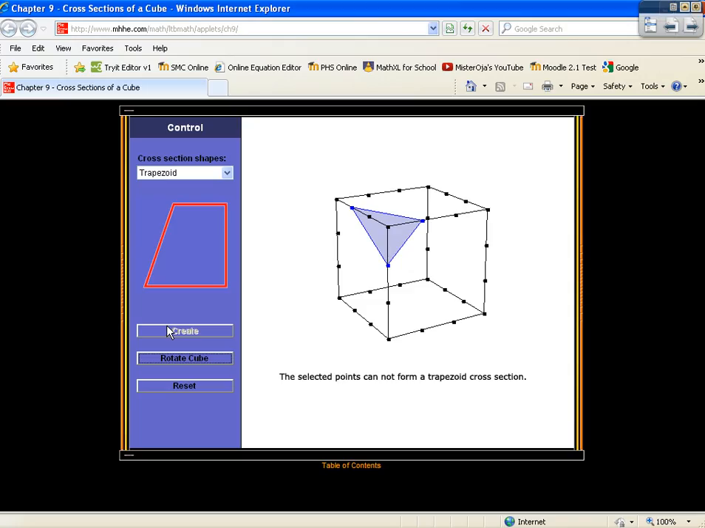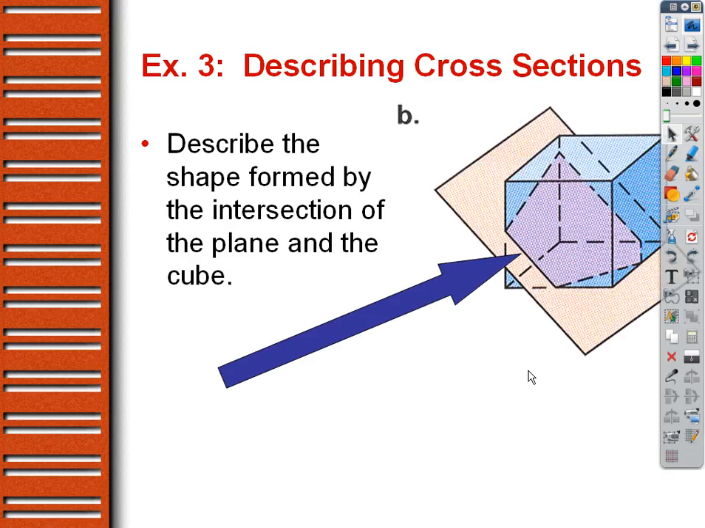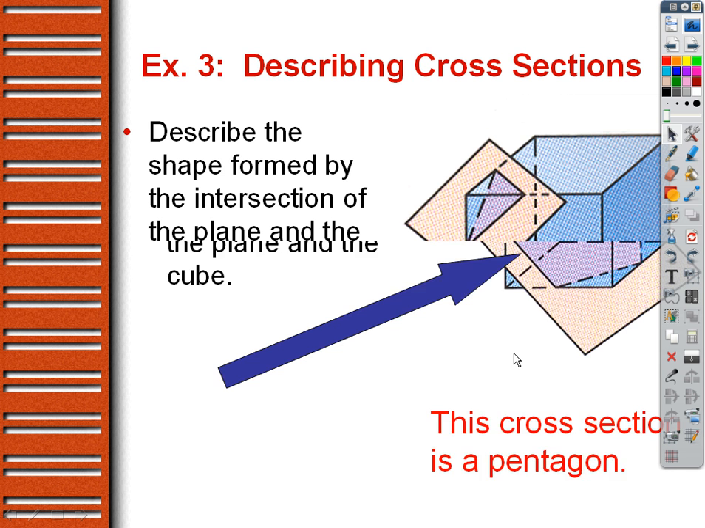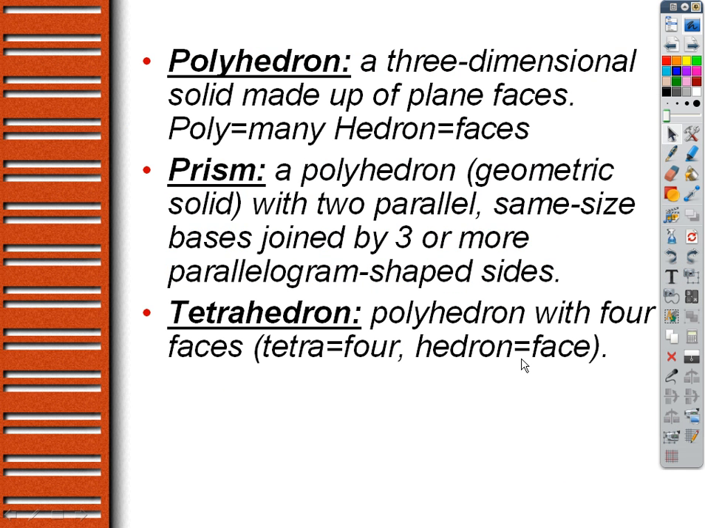How about a scalene triangle? One that's got 3 different length sides. Anybody want to take a shot at that? 3 different lengths. So we got different kinds of cross sections we can do. There's our pentagon. There's our triangle.